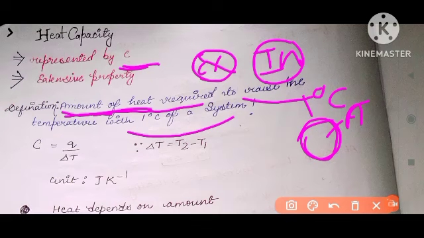Intensive properties have many examples like Gibbs free energy, then pressure, like that.